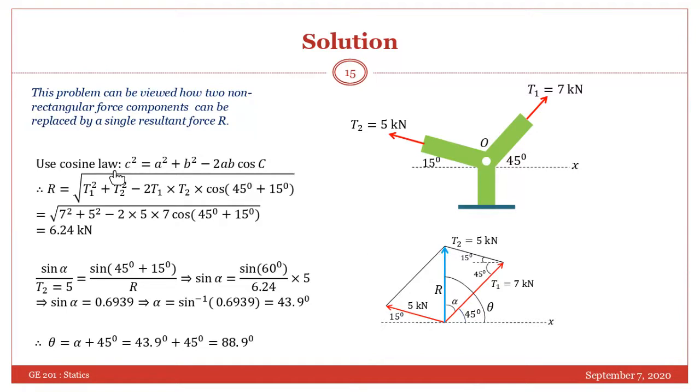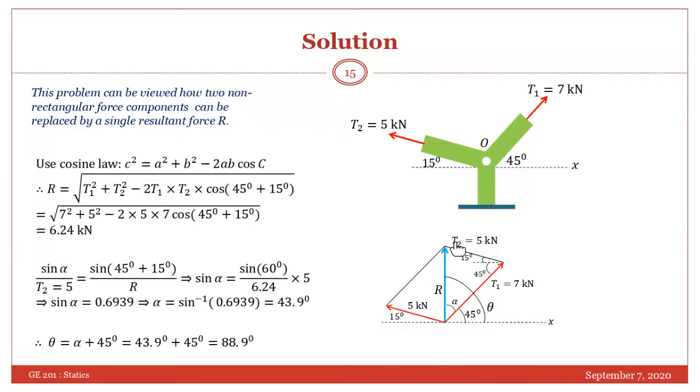So c squared equals a squared plus b squared minus 2ab cosine C. That means R equals the square root of this square plus this square minus 2 times this into this, into cosine of 60. So you will get the value of R as 6.24 kilonewton.